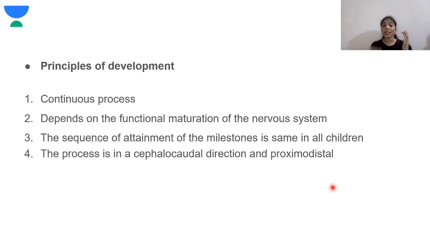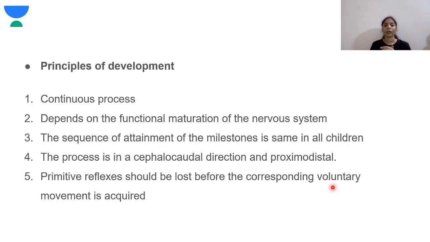The process is in a cephalocaudal direction and proximo-distal. What does cephalocaudal mean? First there is neck control, then trunk control, then limb control. That means cephalocaudal, from head to toe. Got it? What does proximo-distal mean? Development-wise, first the function of the hand comes, then the function of the fingers comes. So proximal comes first and then the distal function. So remember, cephalocaudal and proximo-distal.